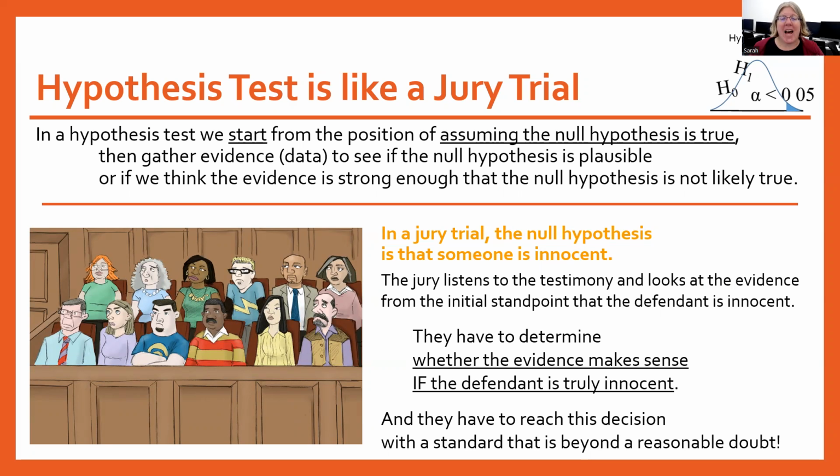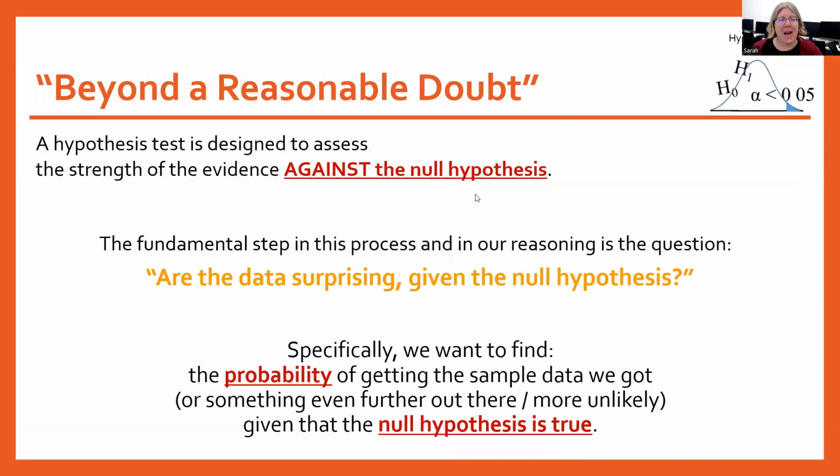So this process is a lot like a jury trial. And in a jury trial, the null hypothesis is that someone is innocent. So the jury listens to the testimony and looks at the evidence from the initial standpoint that the defendant is innocent. Then they have to determine whether the evidence makes sense if the defendant is truly innocent. So that's where we get that saying that they're innocent until proven guilty. And the decision they reach, they have to do so with a standard that is beyond a reasonable doubt. So let's take a look at what that means.